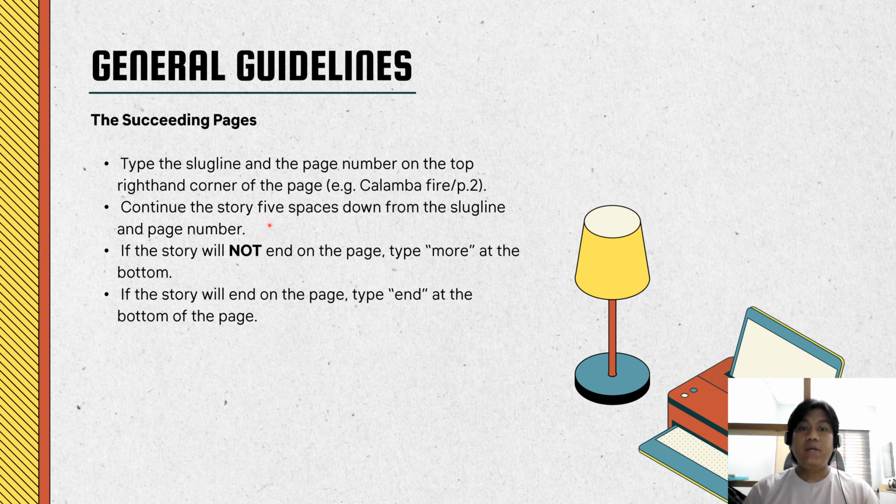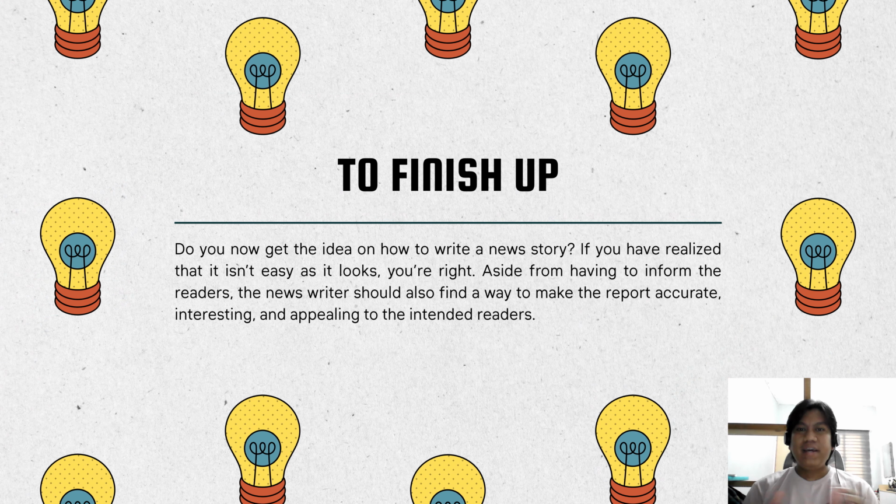Next, continue the story 5 spaces down from the slug line and page number. If the story will not end on the page, type more at the bottom. If the story will end on the page, type end at the bottom of the page. Alright, so to finish up, do you now get the idea on how to write any story? If you have realized that it isn't as easy as it looks, you're right. Aside from having to inform the readers, the news writer should also find a way to make the report accurate, interesting, and appealing to the intended readers.